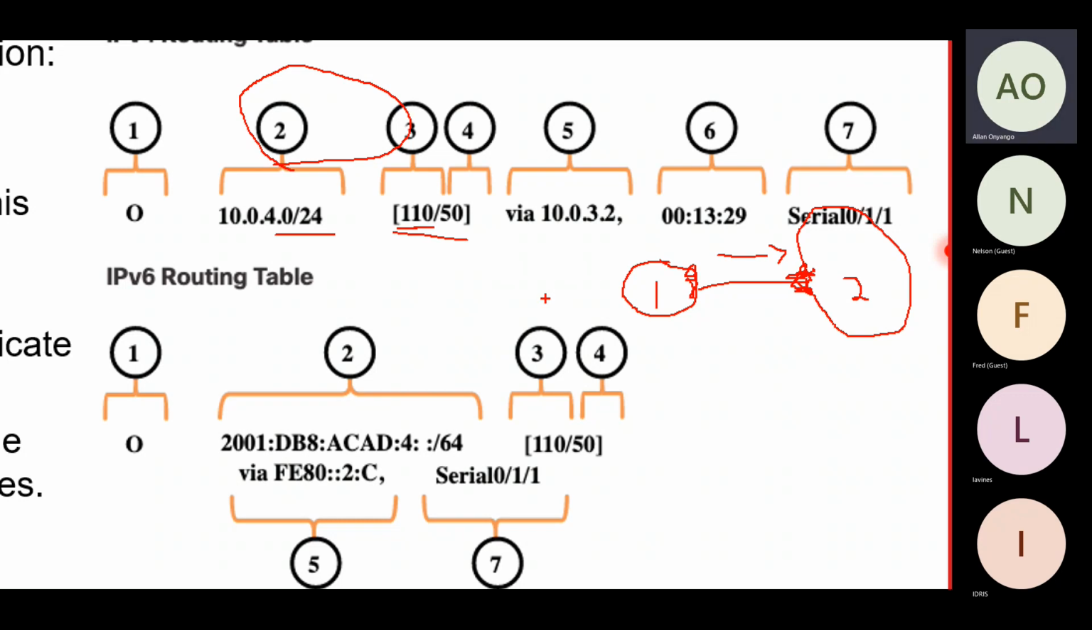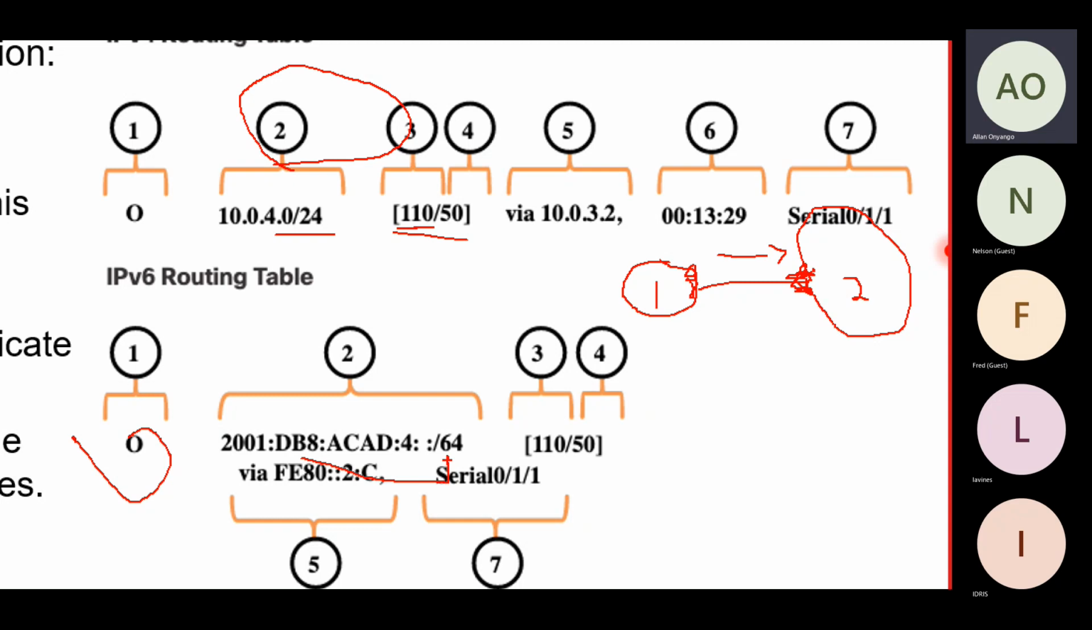And the same thing will always be in the IPv6 routing table. Number 1 down here is how the route was learned. Number 2, of course, is the network address and the prefix length. Number 3, of course, is the administrative distance, and number 4 is the metric. Number 5 is actually the next hop, and number 6 seems not to be here. Okay, so number 7 basically is the exit interface.